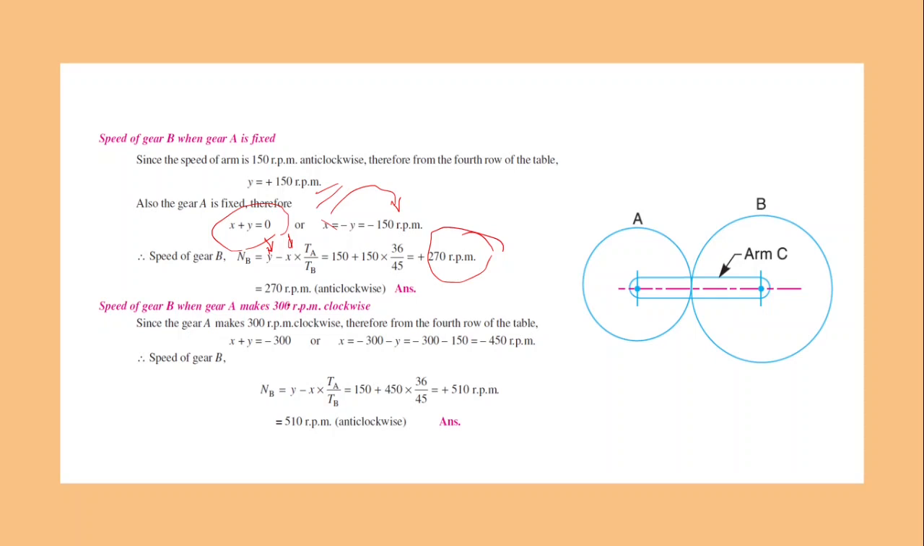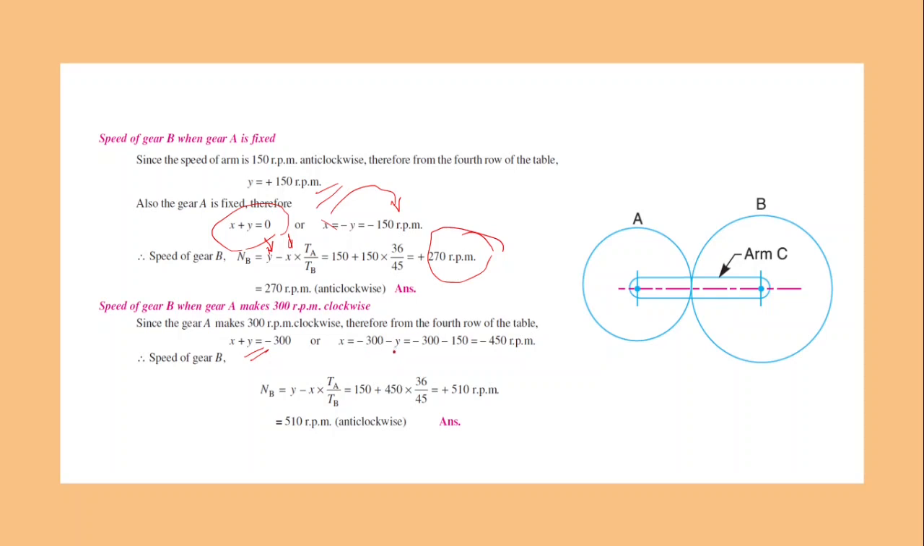Gear A makes 300 RPM clockwise, find the speed of gear B. That is the second part of the first question. Here gear A makes 300 RPM clockwise, that means X plus Y is equal to minus 300, or X is equal to minus 300 minus Y.